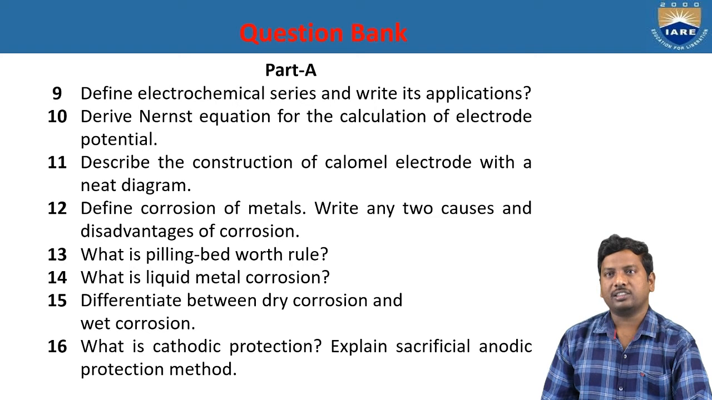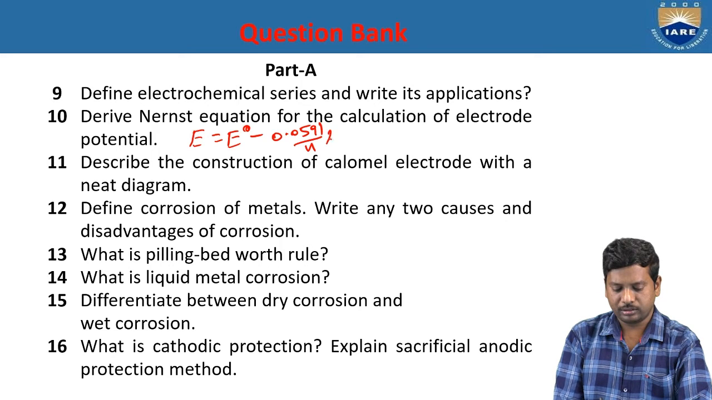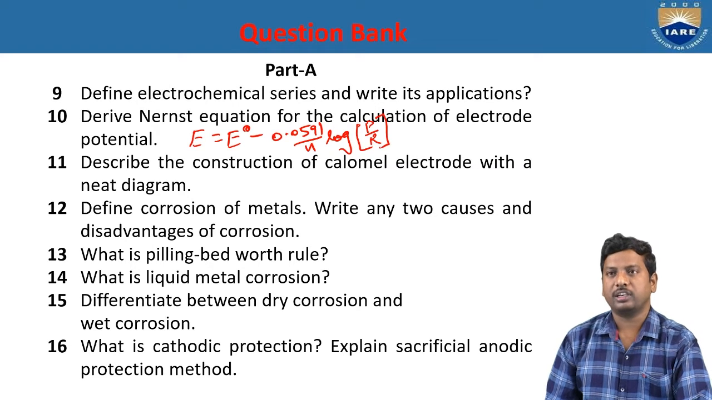Derive the Nernst equation for the calculation of the electrode potential. The Nernst equation is used to determine the electrode potential under non-standard conditions, and it is E equals E naught minus 0.0591 by n log of the concentration of products by the concentration of reactants.